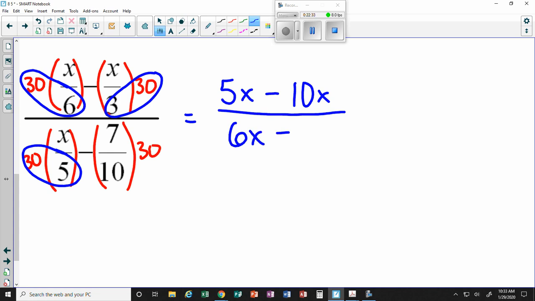Minus, what's 30 divided by 10? 3. So it's 3 times 7. What's 3 times 7? 21.